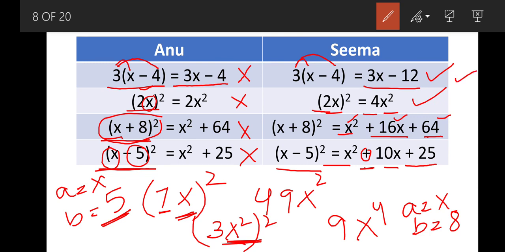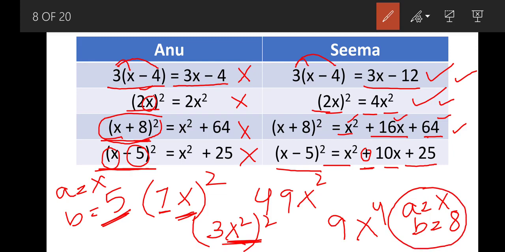Now for the second example, that is 2x whole square, the answer should be 4x square because 2 square is to be done as well as x square is to be done. And in the third example, that is x plus 8 whole square, you are supposed to apply identity number 1, that is a square plus 2ab plus b square. A and b are x and 8 respectively in the third example.